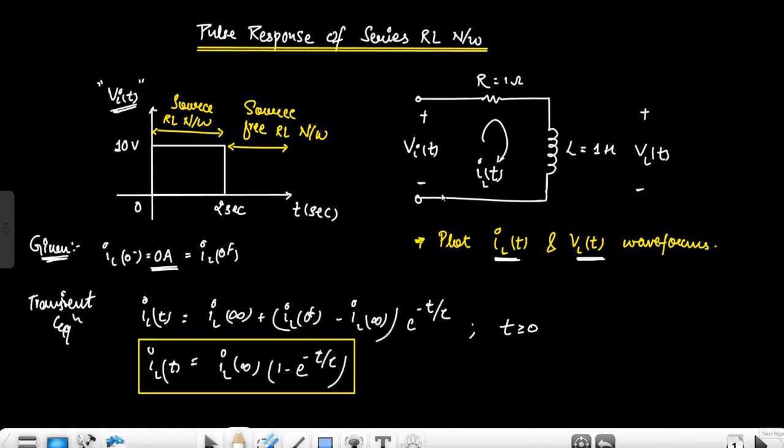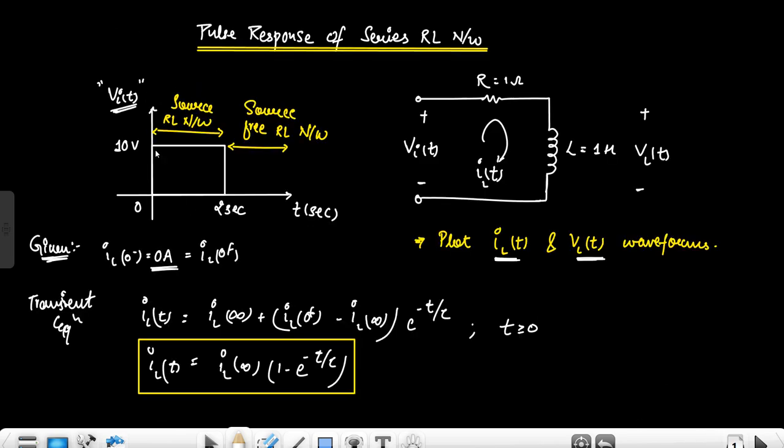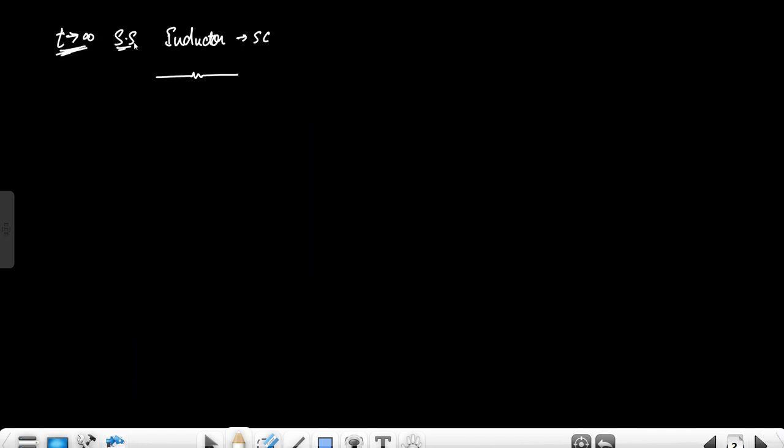Now at t tending to infinity, which is the steady state, the inductor will be short circuited. See, this input is available for just 2 seconds, but when we calculate the inductor current at the steady state, IL infinite, we assume that this 10 volt is available up to t tending to infinite time. So this 10 volt is available up to infinite time, this is how we assume.